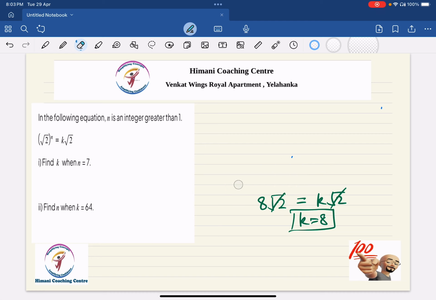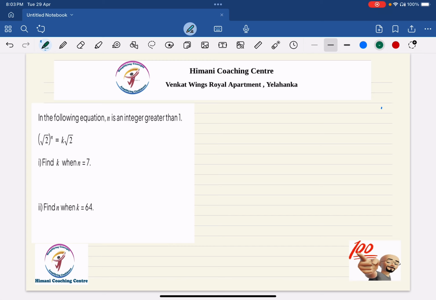It says find n when k equals 64. So let us do that. So we have root 2 to the power n, which is equal to, now k has become 64 root 2. Now students, how would you know 64? Because it is a non-calculator question.